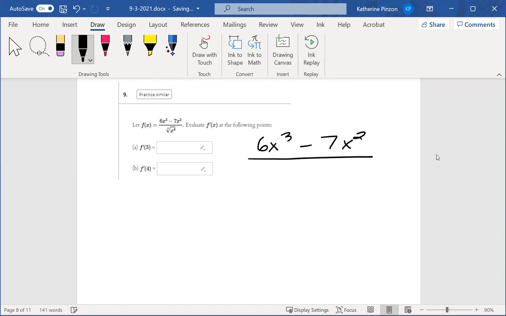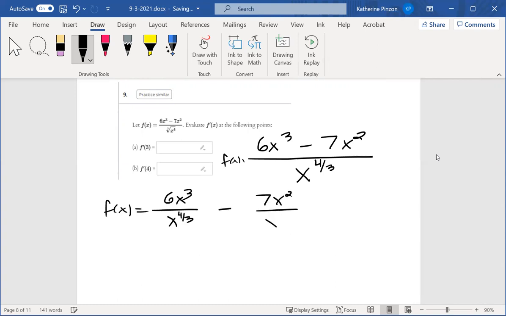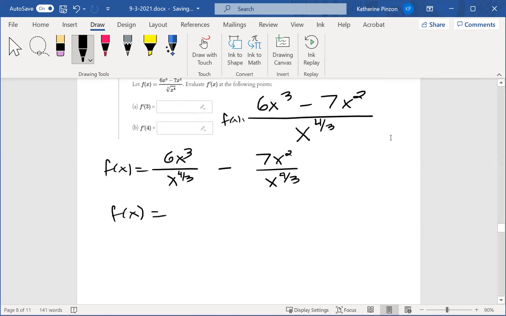I'm going to rewrite this guy, cube root of x to the 4th. What power do I put here if it's cube root of x to the 4th? Upside down, 4 over 3, yeah. And then I'm going to divide it up into pieces. Remember how we did that before? We said 6x cubed over x to the 4/3 minus 7x squared over x to the 4/3. So I haven't taken any derivatives yet. I'm just doing algebra right now.